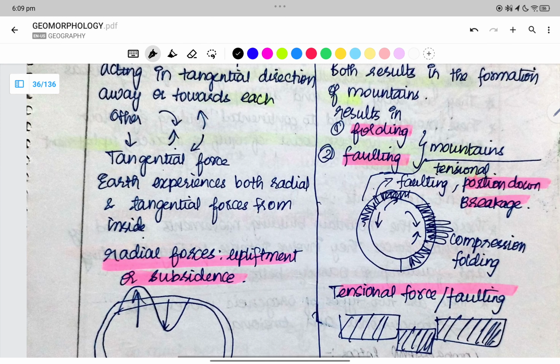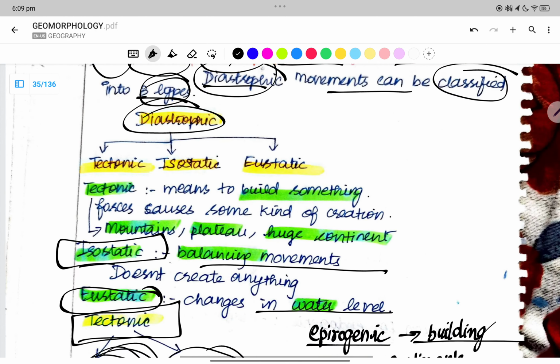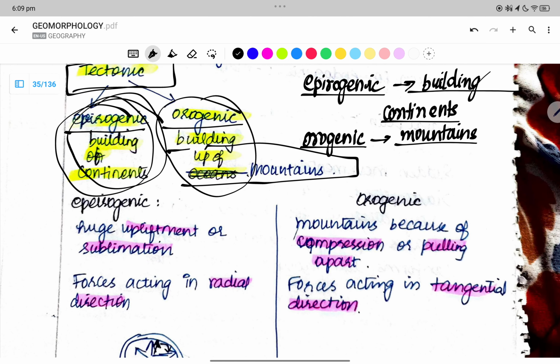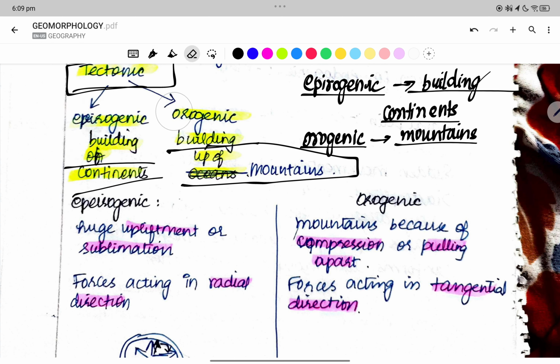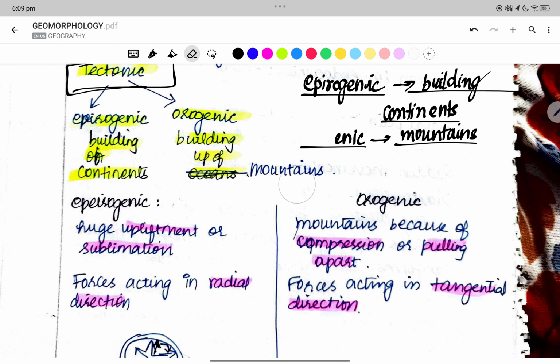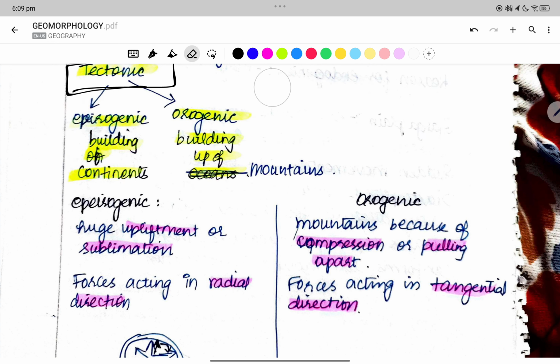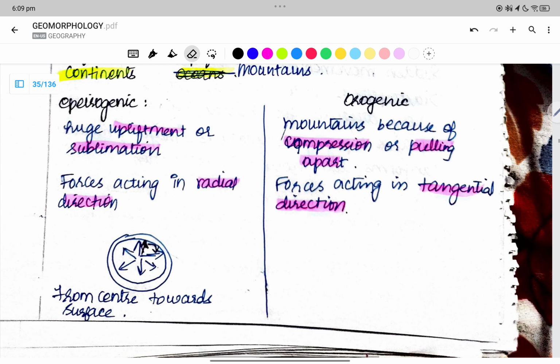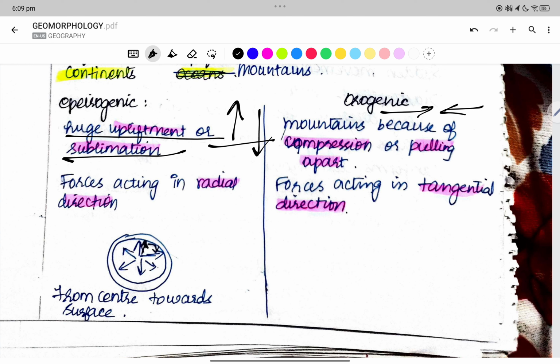Epeirogenic means continent building and orogenic means mountain building. Epeirogenic is huge upliftment. It should happen on a huge scale, right? Upliftment or subsidence is what we have in the continents. But for mountain building, we have to go for faulting and folding.